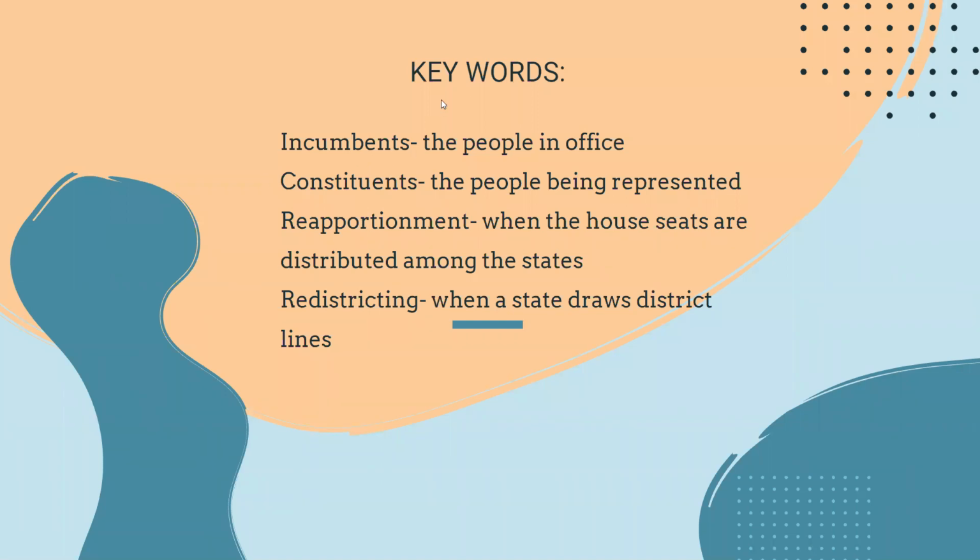So first, let's go over some keywords. Incumbents are the people in office, so in the Senate or the House. And the constituents are the people being represented. Each House or Senate member represents a certain population of people, so their voices can be heard in government. Reapportionment is when the House seats are distributed among the states. There are 435 House seats, and every 10 years they split them in case any population changes. They split them between the states again.